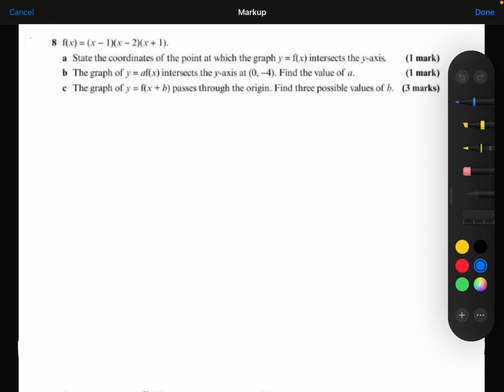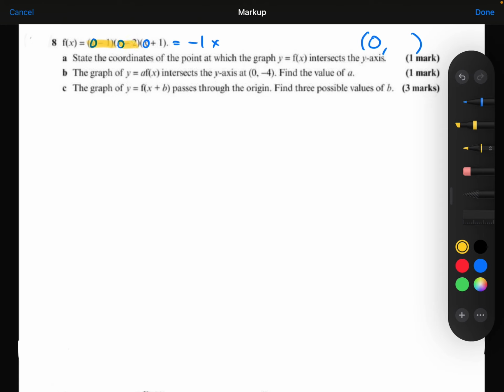f of x is equal to (x minus 1)(x minus 2)(x plus 1). Part A states the coordinates of the point at which the graph y equals f of x intersects the y-axis. So it intersects the y-axis when the x-coordinate is 0. So if I substitute 0 into the function, I'll put a 0 here, a 0 here, and a 0 there. So 0 minus 1 is minus 1.